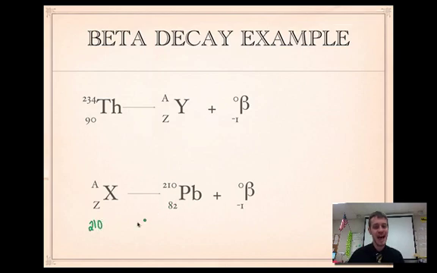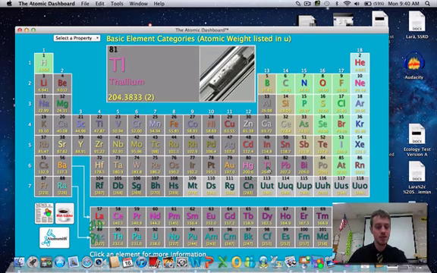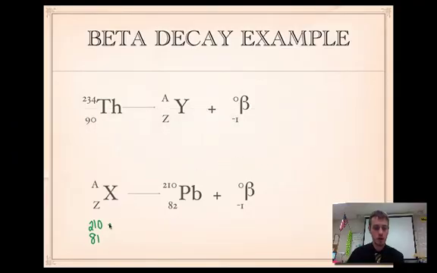This number I had to add 1, so what plus 1 equals 81? 82. Okay, what has 81 protons? That would be thallium, or Tl. Okay, so that right there is going to be my answer.